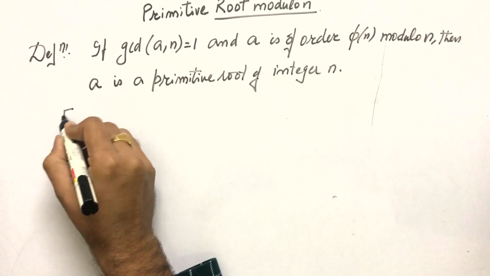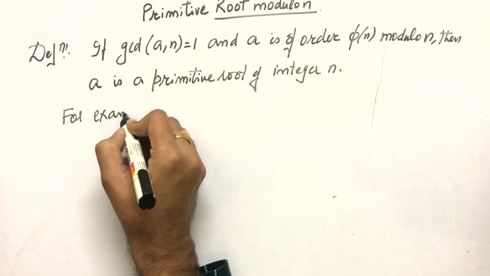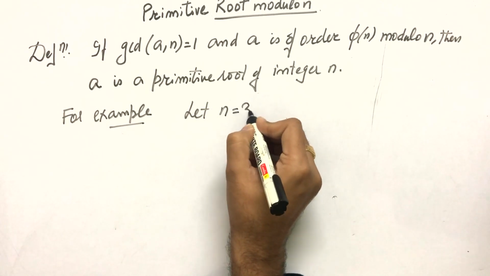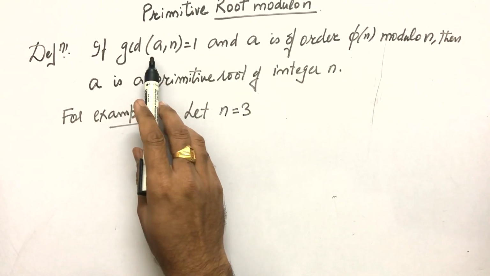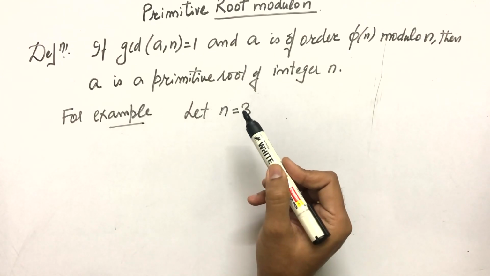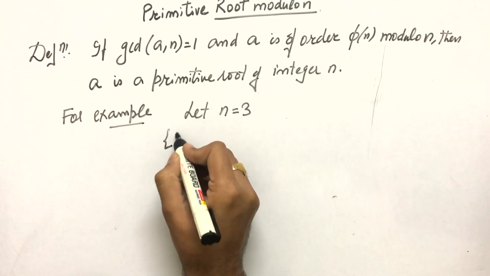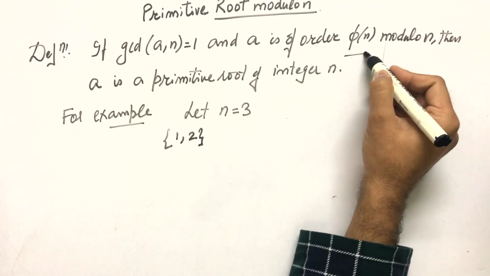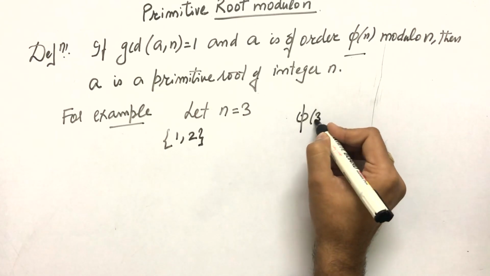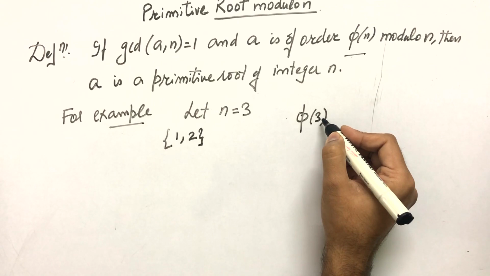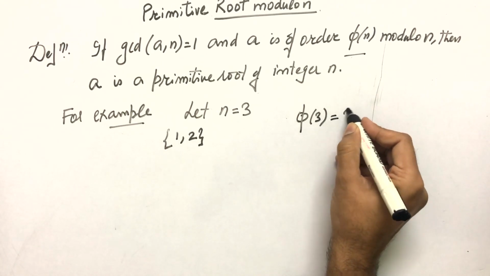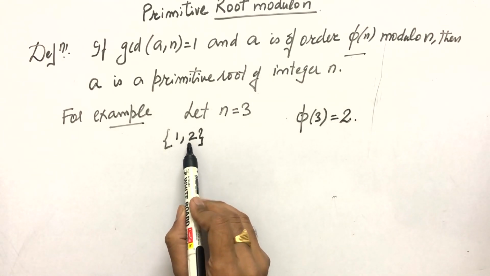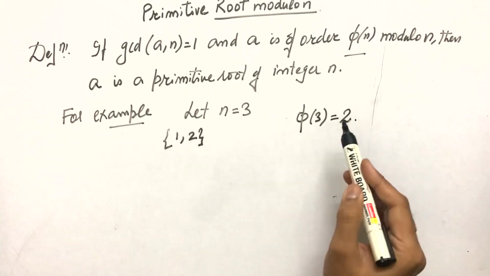For example, let n is equal to 3. Now first of all, we have to choose those numbers a which are relatively prime to 3. And we know only two numbers are relatively prime to 3, 1 and 2. And then we have to calculate phi of 3. And very easily, the number of integers less than or equal to 3 and relatively prime to 3 are again 2 in number. Then out of these two, the primitive root of 3 is the one whose order is 2.